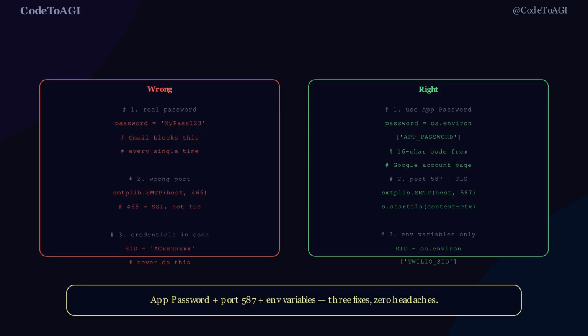3 mistakes that trip up almost every first email script. Mistake 1. Using your real Gmail password instead of an app password. Gmail rejects it every time. You need the 16-character app password. Mistake 2. Using port 465 instead of 587. Port 587 with starttls is the correct combination. Mistake 3. Hardcoding credentials directly in the script. Use os.environ to read them from environment variables instead.